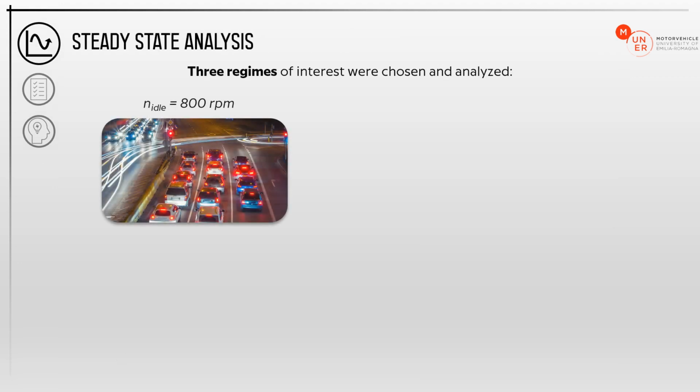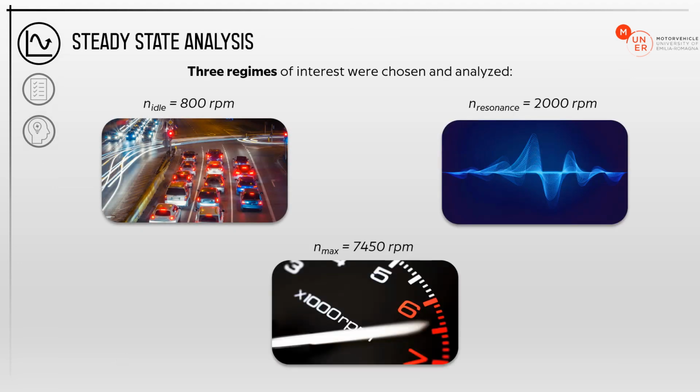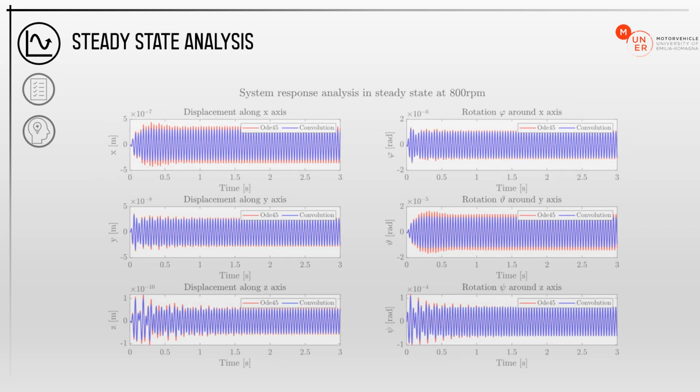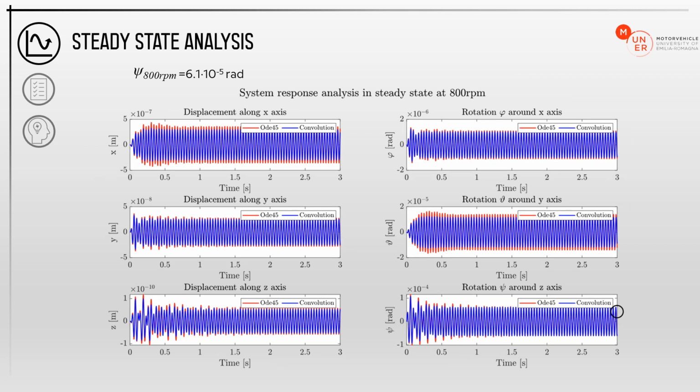Then, 3 regimes are investigated. The idle regime is a very common situation, for instance when you are stuck in traffic or in front of the traffic light. Then we considered the resonance regime and the maximum regime in order to see which one of them has higher vibrations. The methods used to solve the problem are the same discussed before.